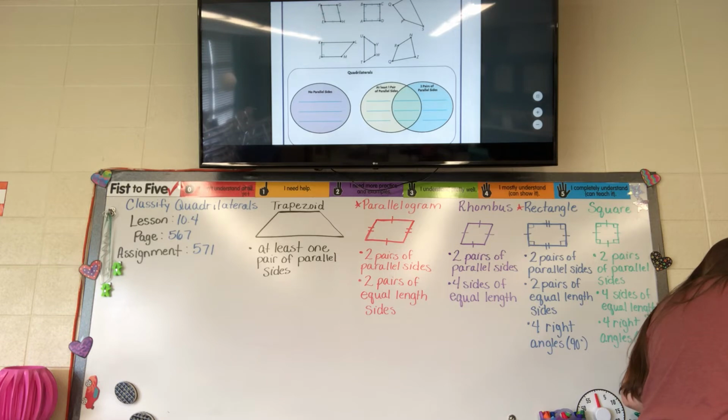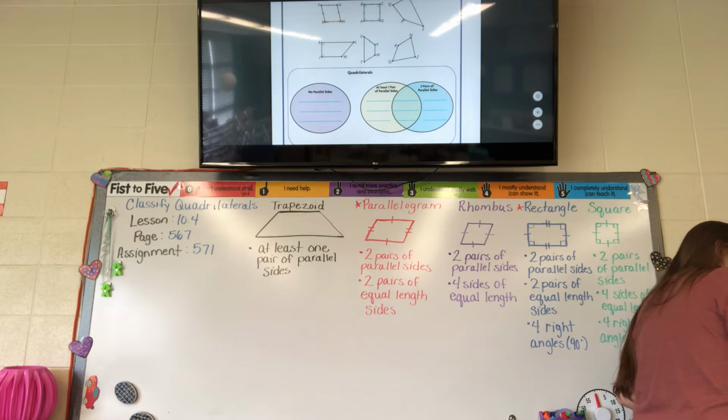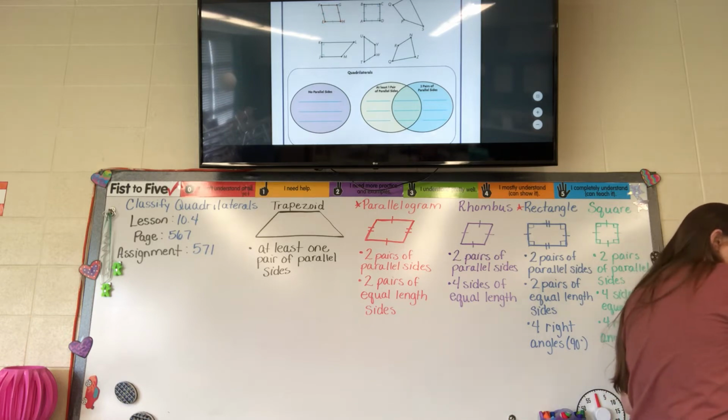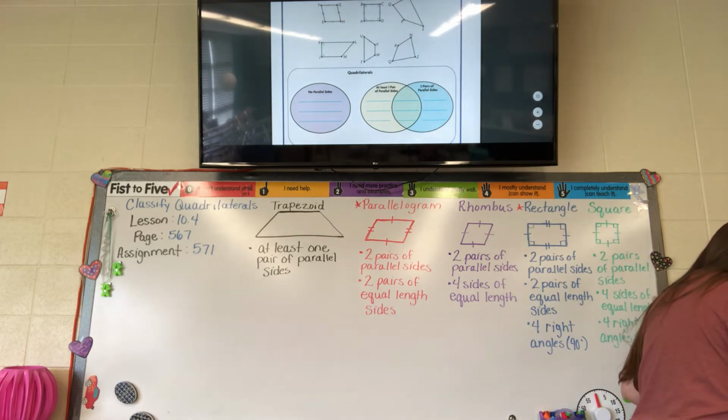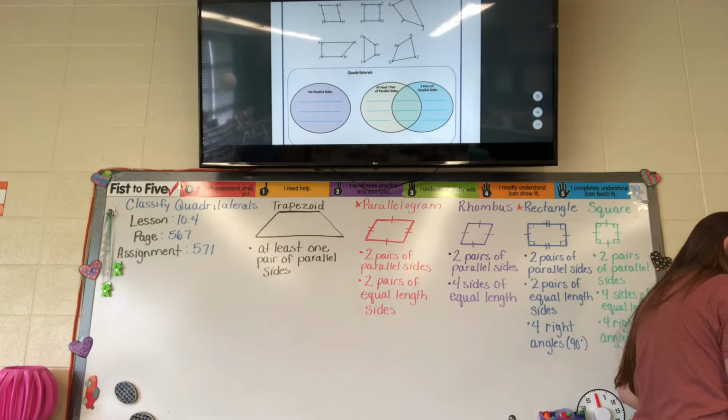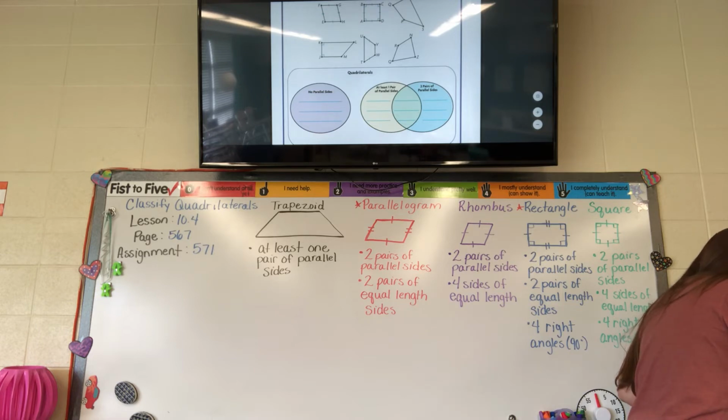So line segment FE and GH is parallel to FG and EH. I hope I said that right. Okay. So it has at least 1 pair of parallel sides and 2 pair of parallel sides, so it's going to fall right in the middle here.